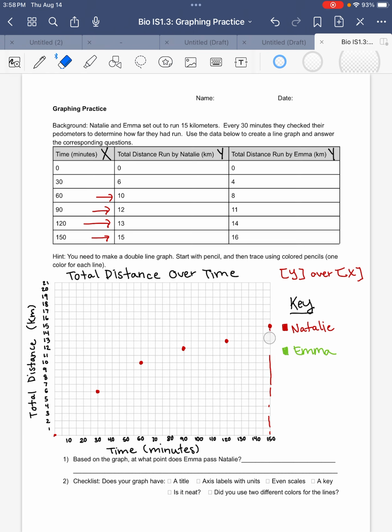Now that I've plotted all of my points for Natalie, I can go ahead and connect these with a line. So this is a line graph. I'll try to make nice straight lines in between my points. You can use a ruler to do this if you are not naturally very neat. And now I have Natalie's line.